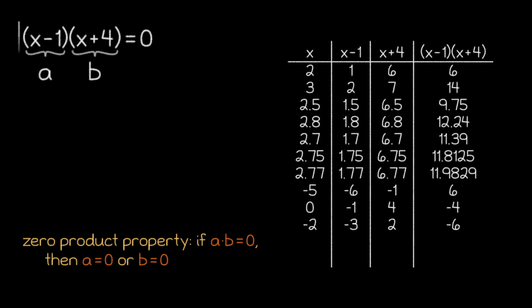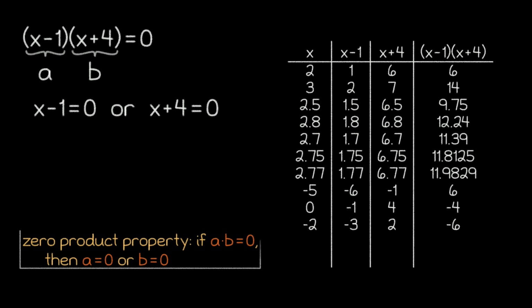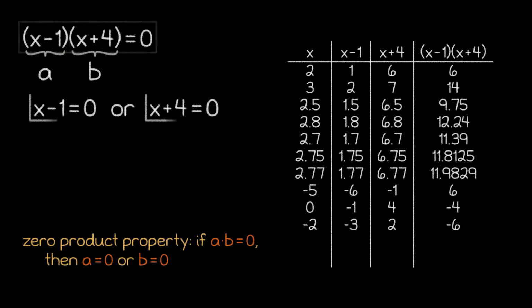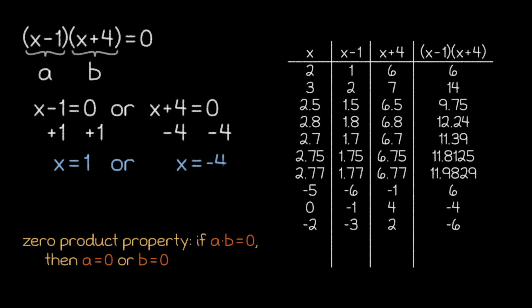If we want our quadratic expression to be equal to 0, then either a or b needs to be 0. And since a stood for our first factor, which was x minus 1, we know that if x minus 1 is 0, then the whole quadratic expression will be equal to 0. The same works for b, which stood for x plus 4. This is the power of the zero product property. We are able to take one challenging equation and split it into two simple equations. And by solving these simple equations, we can see that x can be equal to 1 or negative 4.